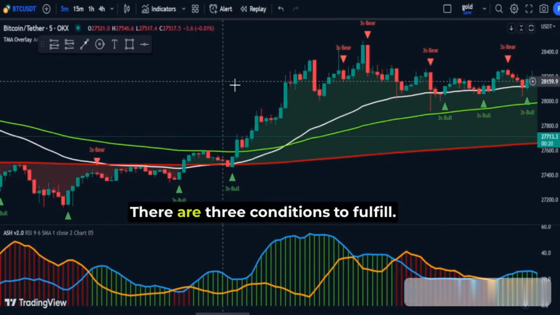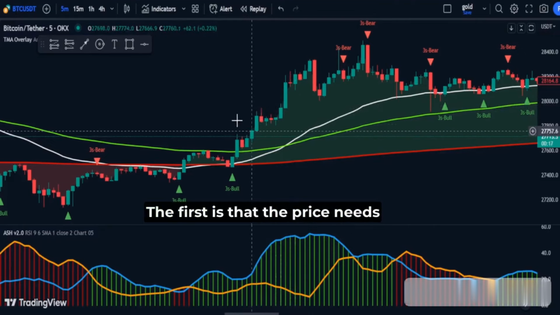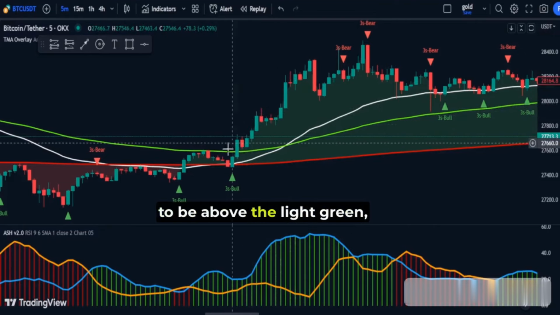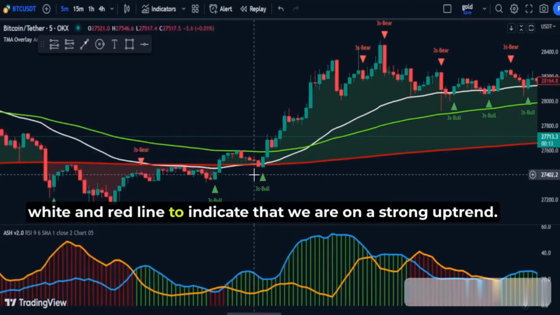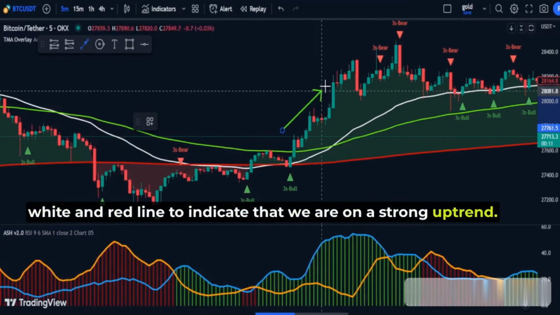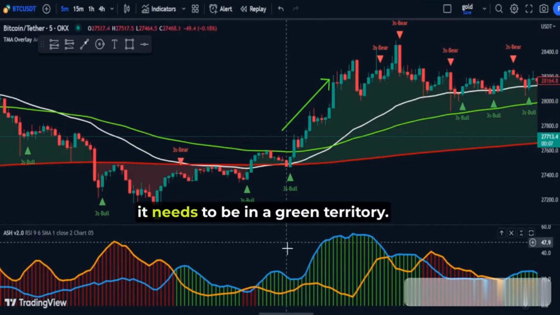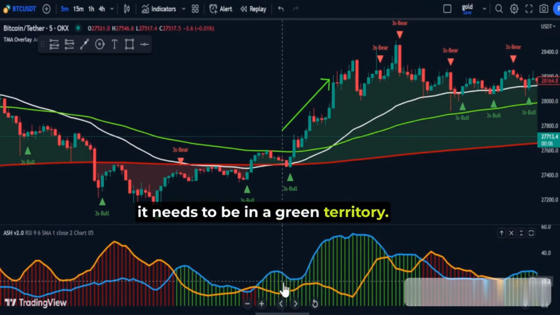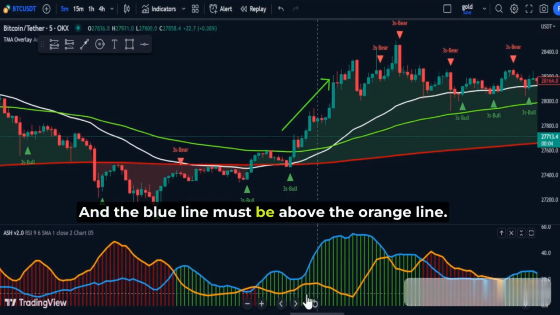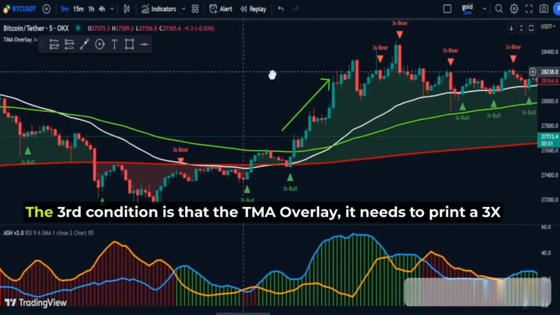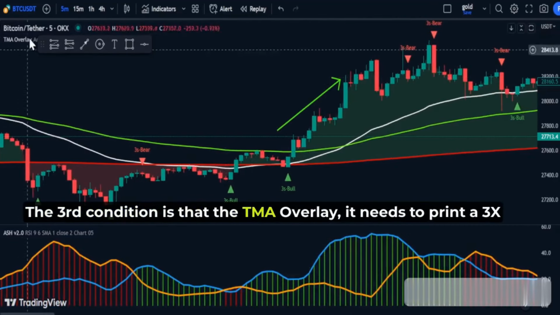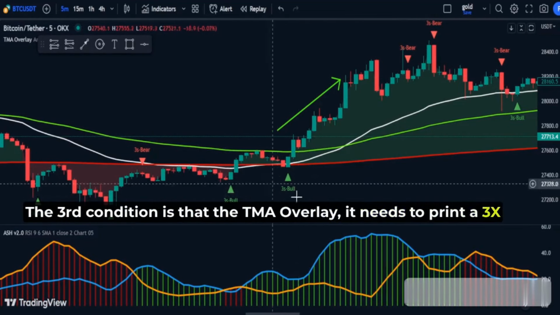Now let me teach you how to take a buy signal. For a buy signal, there are 3 conditions to fulfill. The first is that the price needs to be above the light green, white, and red line to indicate that we are on a strong uptrend. The second condition is that the ASH needs to be in a green territory and the blue line must be above the orange line. The third condition is that the DMA overlay needs to print a 3x bull.